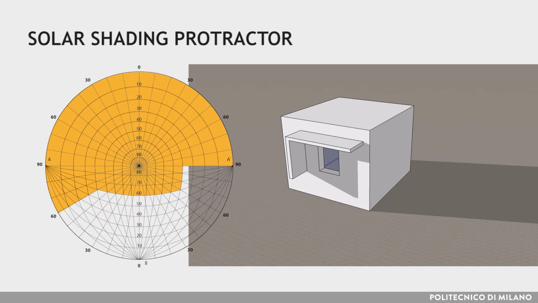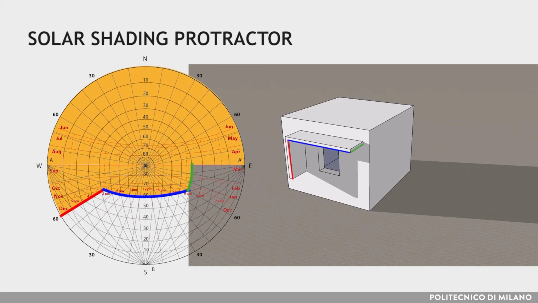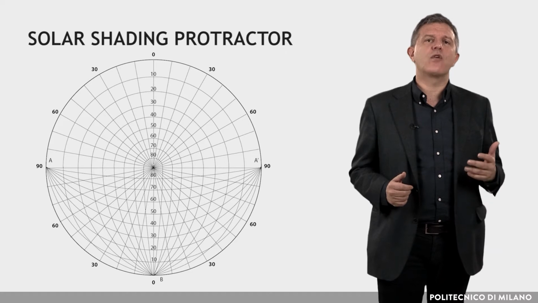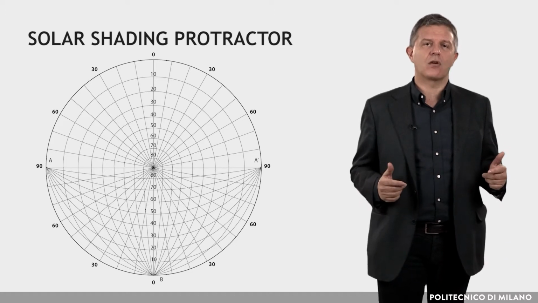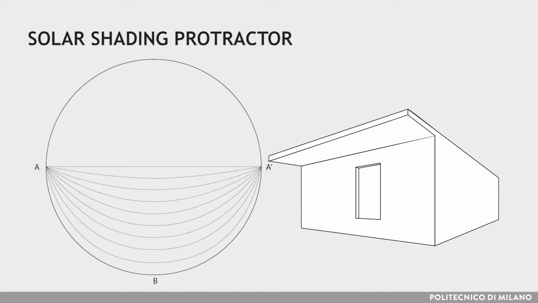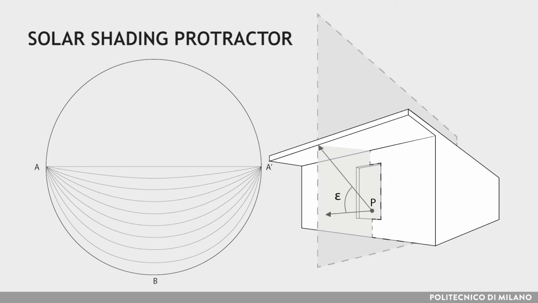Colored areas identify the periods in which the point of analysis with respect to which the protractor was drawn is shaded. The basis of the protractor is represented by a set of concentric curves and circles intersected by radial lines. The horizontal curved lines represent the influence of shadows created by overhangs characterized by horizontal edges parallel to the facade and are drawn by calculating the angle epsilon.